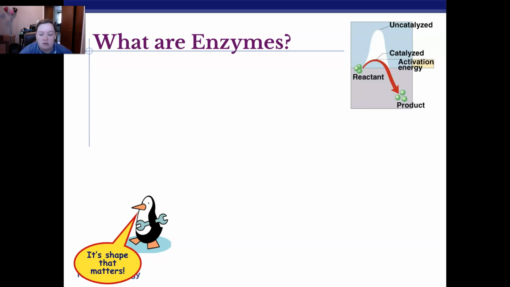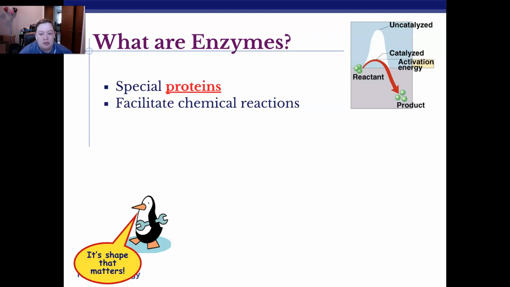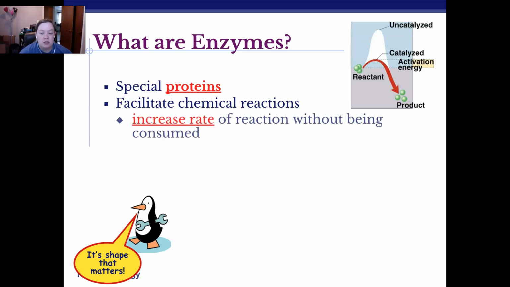So you might be asking, well, what are enzymes? What the heck are they? Enzymes are special proteins. We talked about proteins made up of amino acids, and proteins that are enzymes are going to help facilitate chemical reactions, and facilitate just means to help. They make reactions go faster, so increasing the rate of the reaction, but they're not used up, which means enzymes can help reactions multiple times. They don't disappear, they remain and can help other reactions happen, but they make the reactions go faster. So they speed up the reaction by reducing the activation energy.